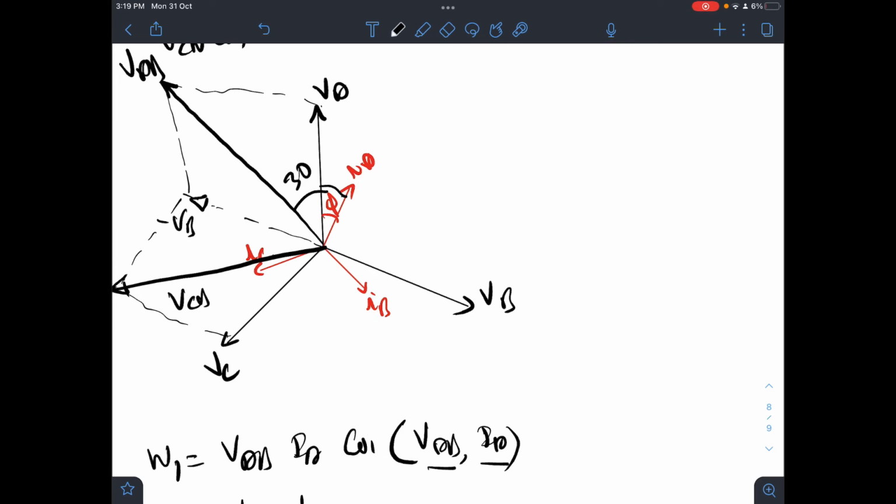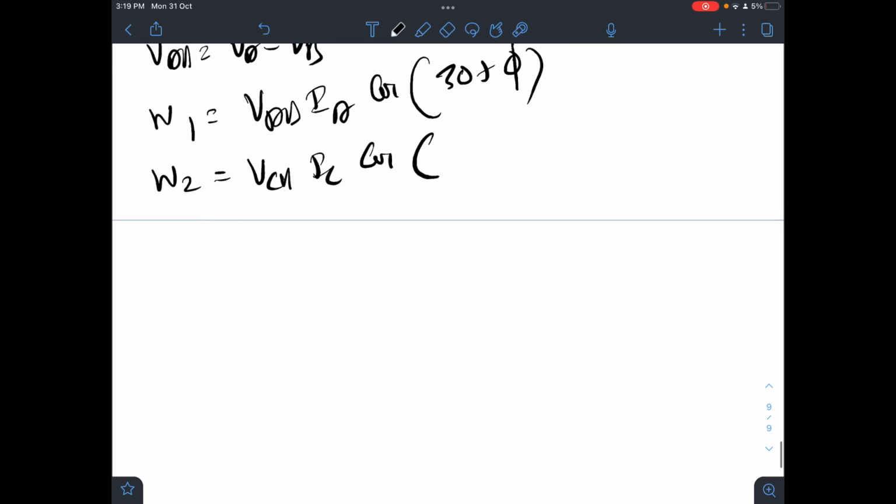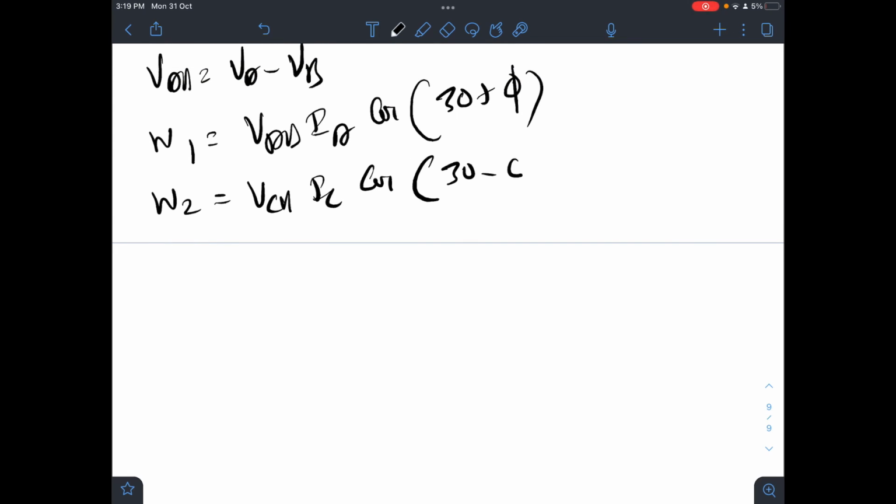Here you should understand this also is 5 only, and the total angle here is 30 degrees. Take your time to understand that. The total angle is 30, and this much is 5. So this is going to be 30 minus 5. So W2 is going to be equal to VCB IC into cos of 30 minus 5.